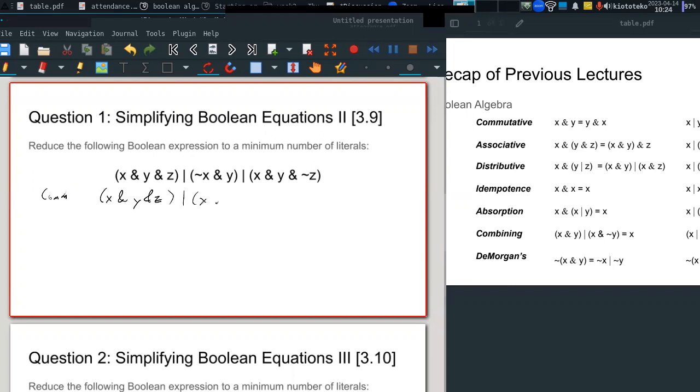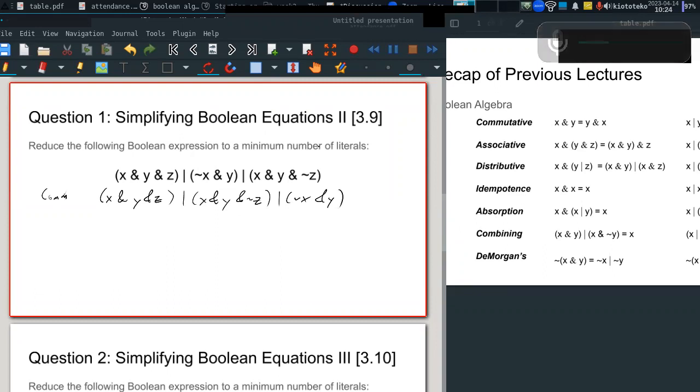Or x, y, and z, or x and y. Okay, we have it in this form. Now, Seth was saying that we should use the combining, no? But if you see the combining, it only has two variables, and we have three variables here. So I guess a good way of making it easy to understand is using variable substitution the following way.